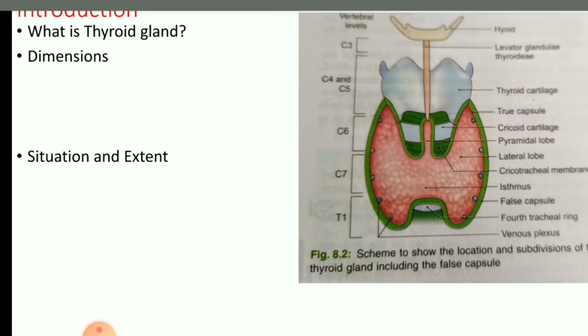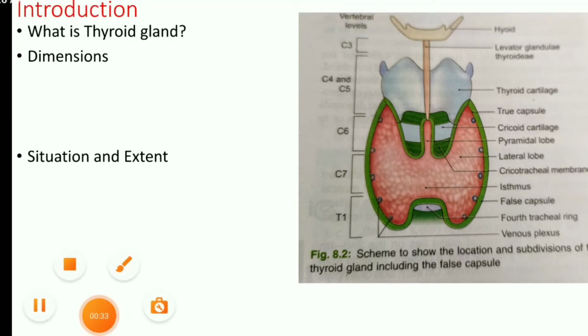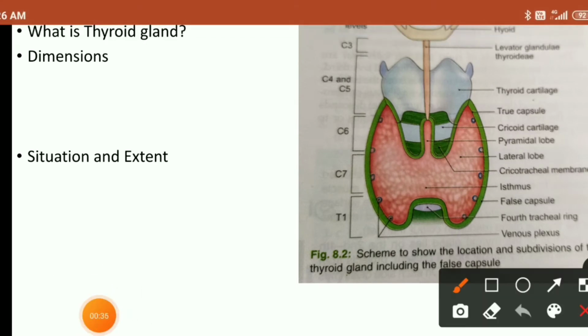Now let us come to the introduction part. What do we mean by thyroid gland? Thyroid gland, it is an endocrine gland of our body situated in the neck. It has highly vascular supply and it is required for maintenance of basal metabolic rate in our body, and the regulation of metabolism of carbohydrate, proteins and fats.